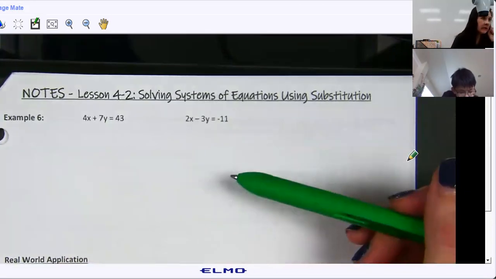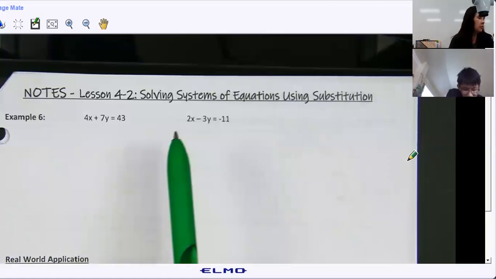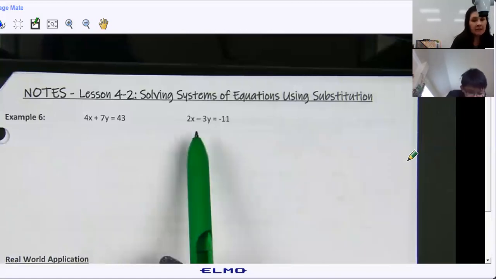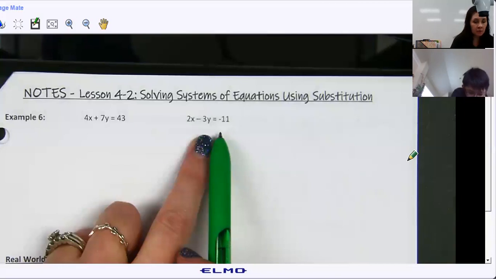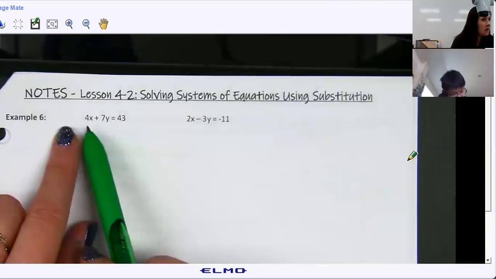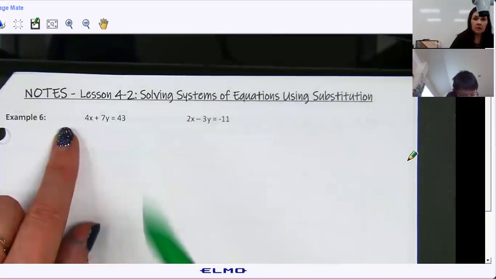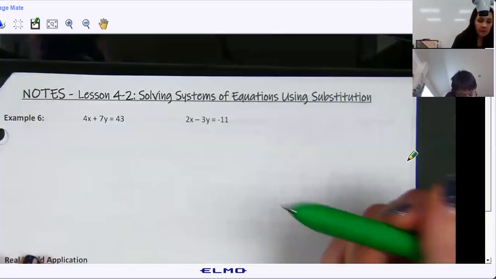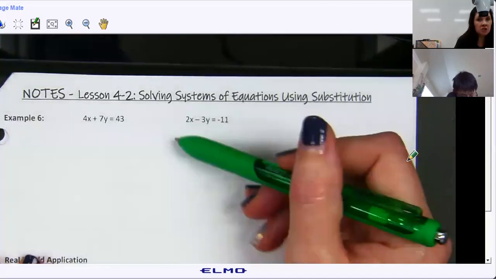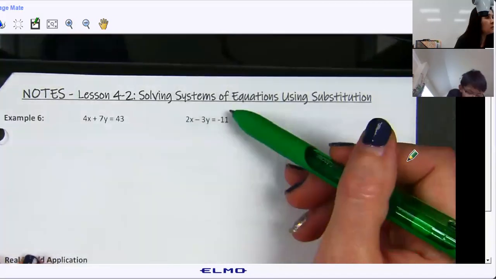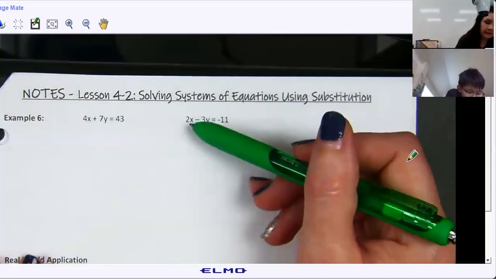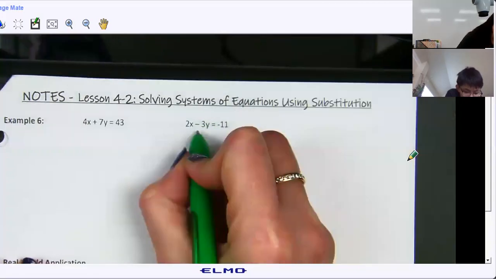And then I can also see, and the more you practice, the more you'll be able to see this, that if my denominator is 2, when I solve for x and plug it in here, it's divisible by 4. So I will eventually get rid of those fractions. Okay, so our first step is to take this second equation and set it equal to x. So we're going to isolate the x. So we're going to add 3y to both sides.